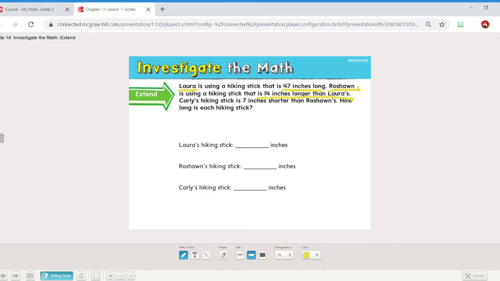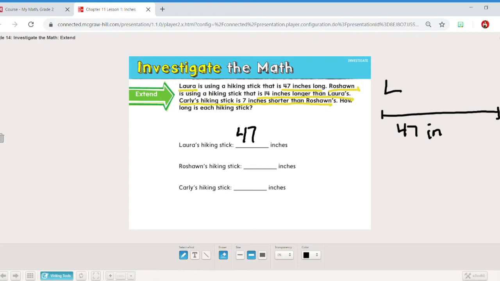Okay? Carly's hiking stick is 7 inches shorter than Roshan's. We need to figure out the lengths of each stick. I think a fun way to solve this is to draw it out. So we have Laura, and put L for Laura, and we know that her hiking stick is 47 inches. And then for inches, you would do IN as an abbreviation. So for Laura, 47. I don't have to put IN there, I'm realizing, because they already have inches.